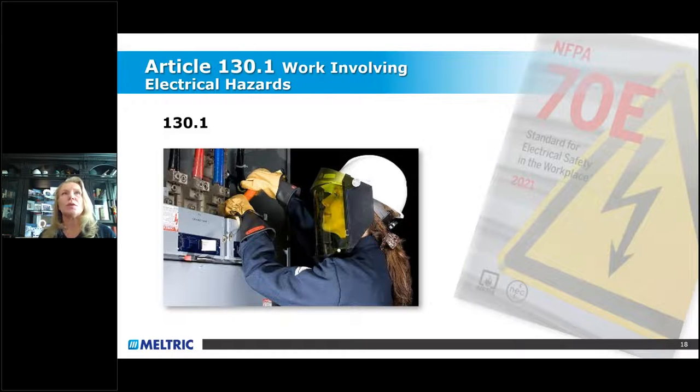I'm going to move on to Article 130, which deals with work involving electrical hazards. So they'd like you to not work in electrically hazardous conditions, but sometimes it's unavoidable. And so this article tells you how to isolate yourself from hazardous electrical energy. And it establishes when you need PPE and when you don't need PPE. And when you need to establish an electrically safe work condition.